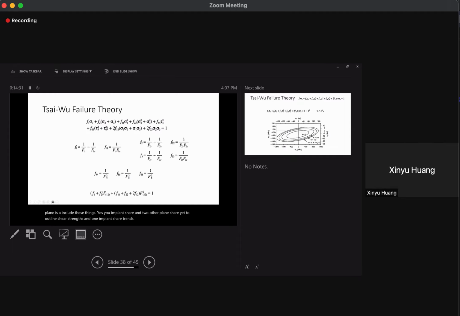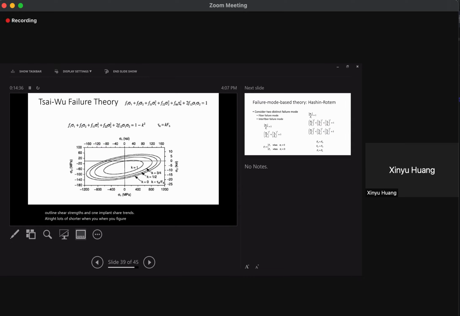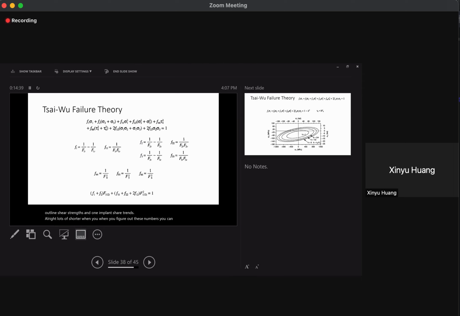Long story short, when you figure out these numbers, you can have all the coefficients of the second order polynomial determined. Then when it's time to tell whether the ply is safe or not safe, you plug stress into this equation. You don't really need to choose your coefficient anymore. Each coefficient is uniquely determined. You don't need to choose coefficients based on tension or compression anymore. You just put your stress in. Doesn't matter. If the stress is positive, tension, you put a positive number in. Compression, you put a negative number in.